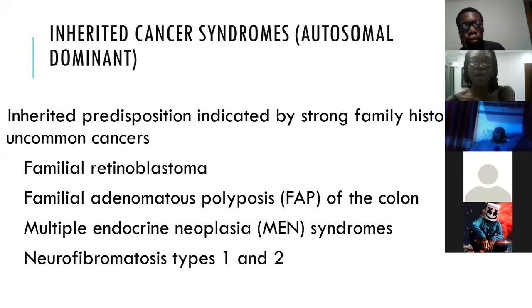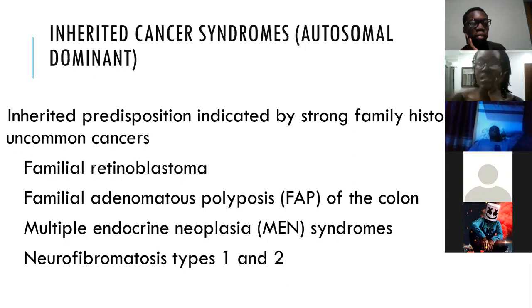So if you look at the autosomal dominant cancers, retinoblastoma is one of them, a cancer of the eye that affects children. Then colon cancer, and then there's what we call multiple endocrine neoplasm syndrome and neurofibromatosis types 1 and 2. So these are autosomal dominant cancers. What this means is that once your mother or your father has it, definitely you also get it.